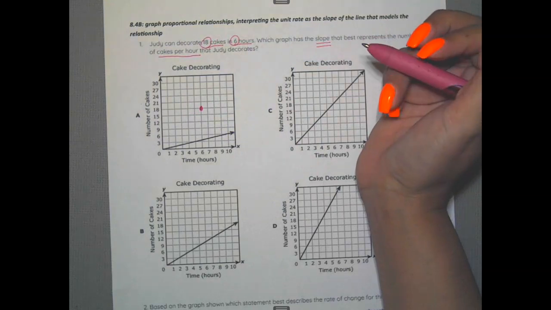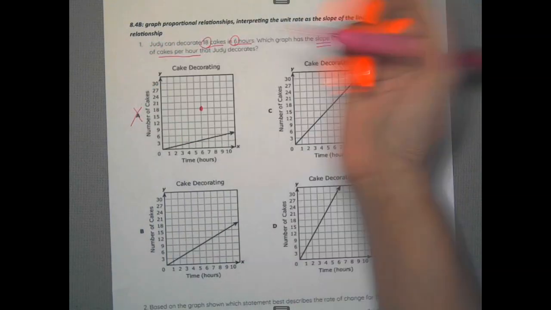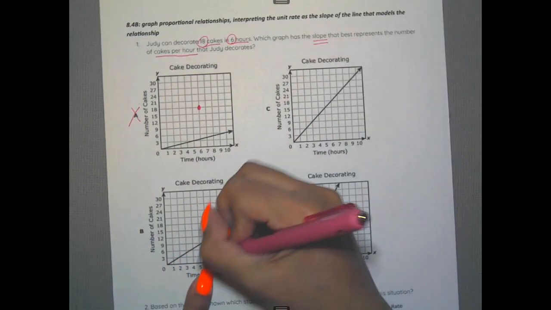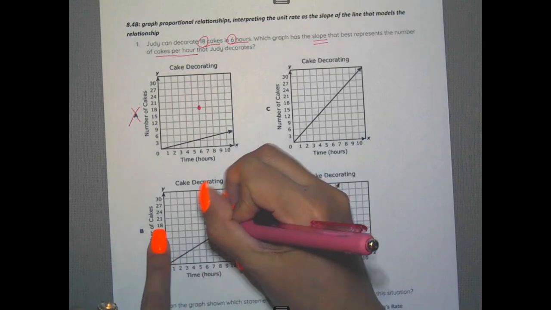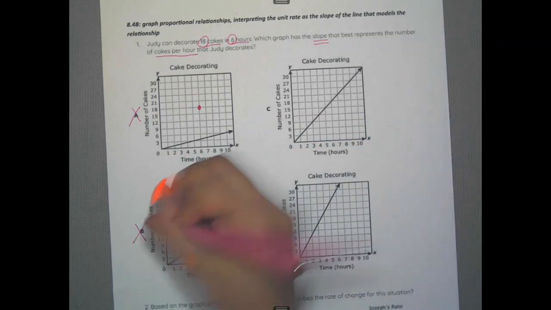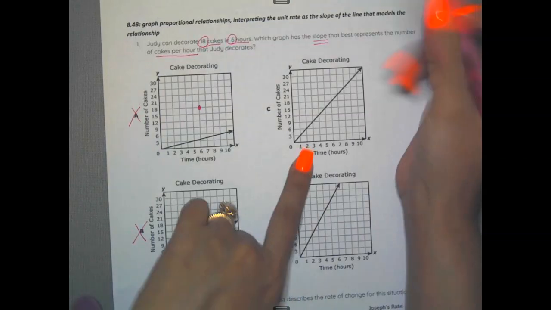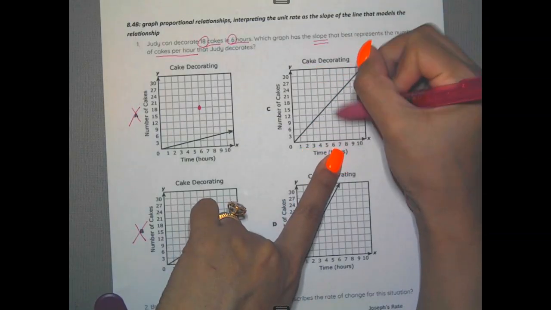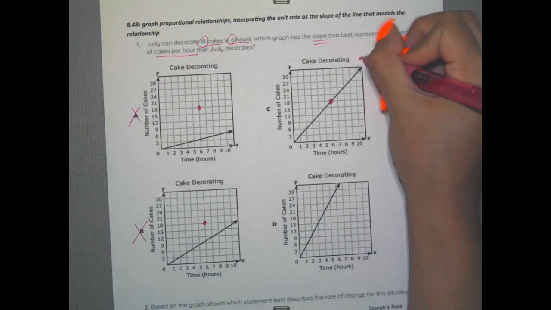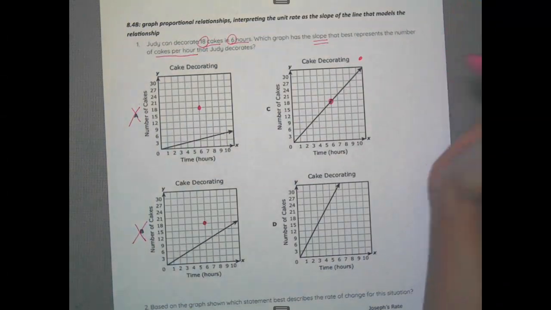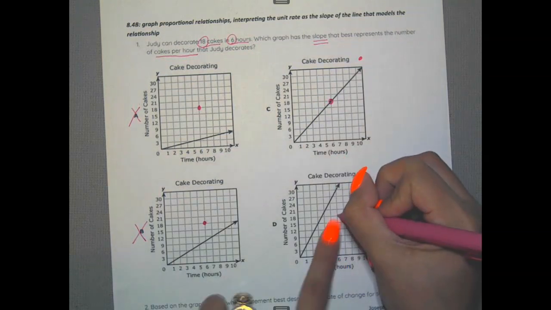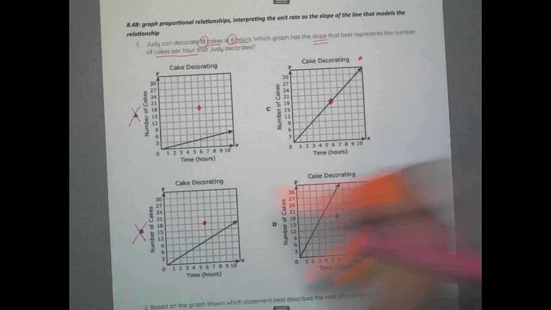And here on answer choice A, it does not go through that. So A won't be my answer. So for B, again, I'm going to go over to 6 hours and I should go up to 18 cakes. And I should have my graph going through that point, but it does not for B. So B is not my answer. So over here for C, when I go over to 6 hours and up, I do match up with 18 cakes. So C is a possibility, but I'm going to come back and double check just to make sure. And then D, when I go over to 6, if I go up, it does not match up with 18 cakes, so D is not my answer.